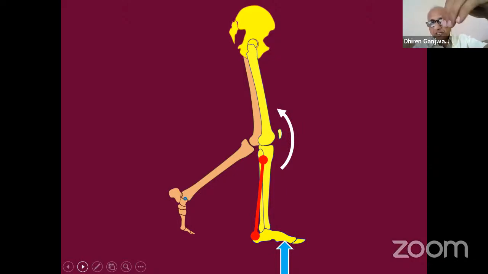Above the knee joint, it was the quadriceps. Below the knee joint, it's the ground reaction force and the soleus. They are working together and they are producing the knee extension.